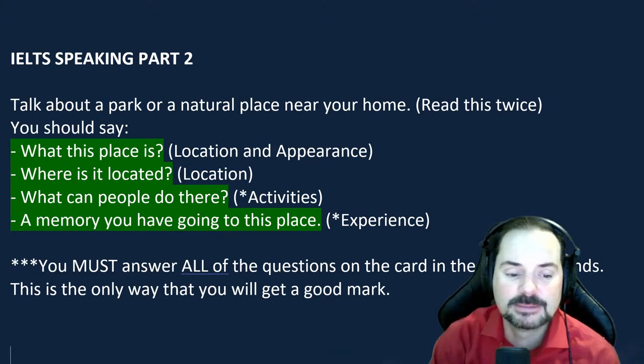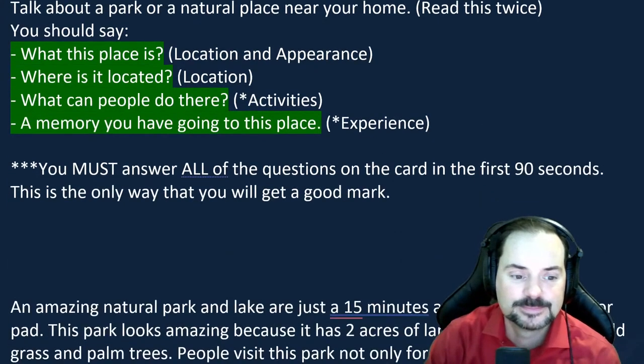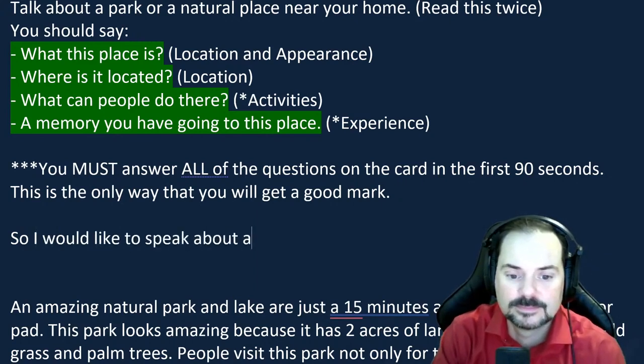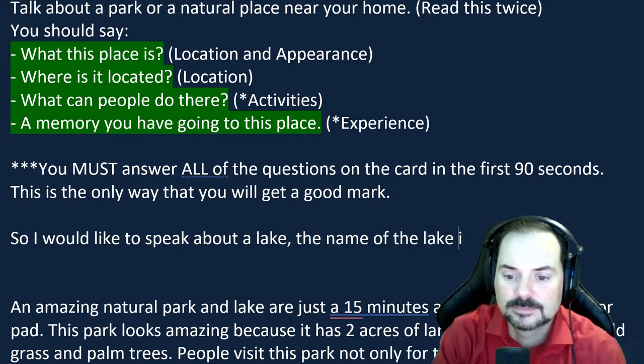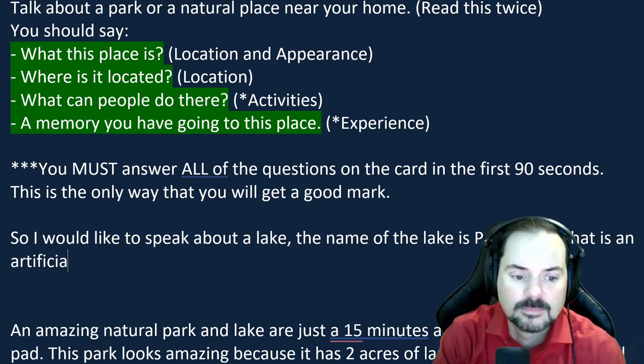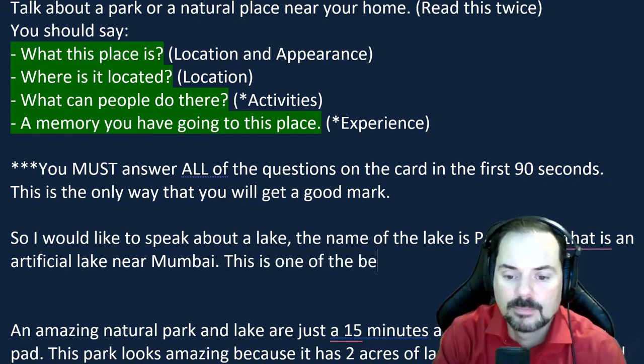Please begin speaking. So I would like to speak about a lake. The name of the lake is Powai Lake. That is an artificial lake which is situated in the northern suburbs of Mumbai. This lake is among the beautiful places in the city of Mumbai, which you cannot miss out. And it is located about 2 kilometers from my home, so it is quite nearby to my place.